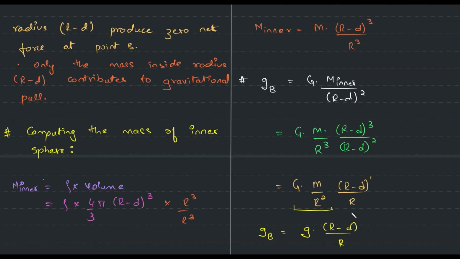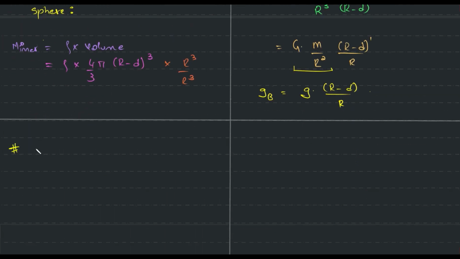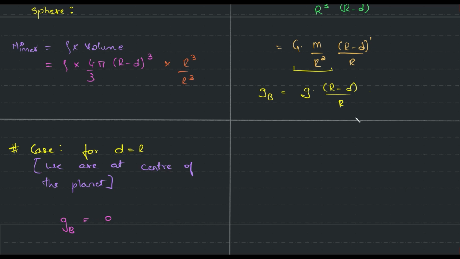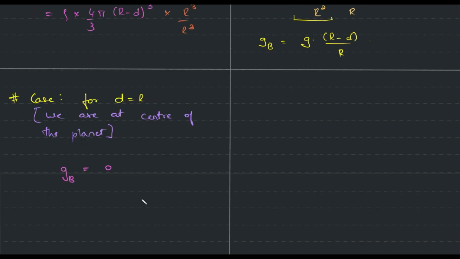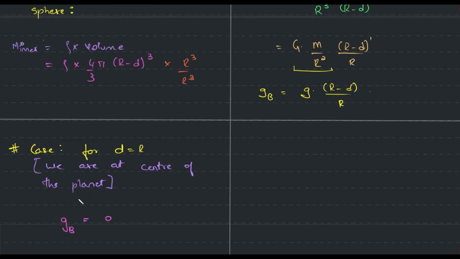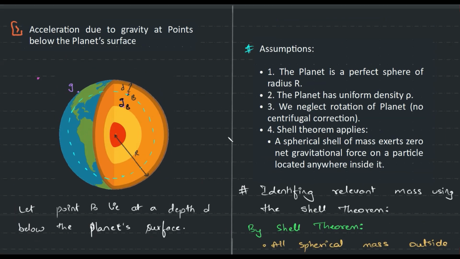Right? Now, there are a few special cases that we can handle. For d equal to r, that is, we have dug to the center of the planet, what happens? gb will be equal to 0. That's one thing. If d is equal to 0, on the surface of the Earth, so r by r, that's one more case. Simple set of derivations, guys. It's the same thing again and again.